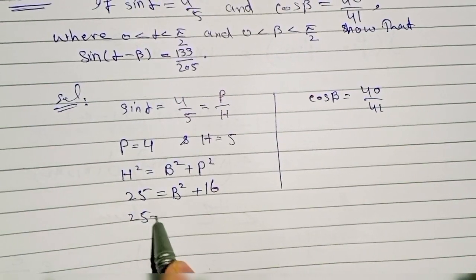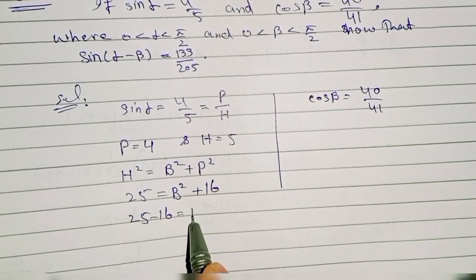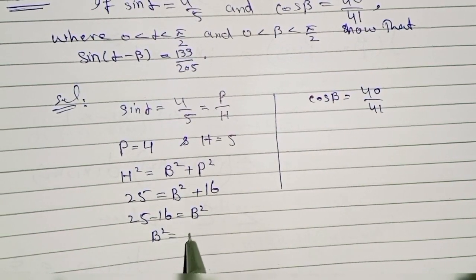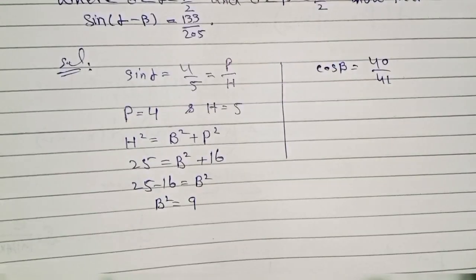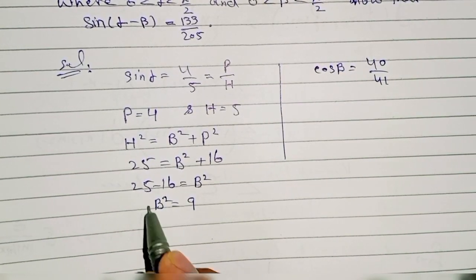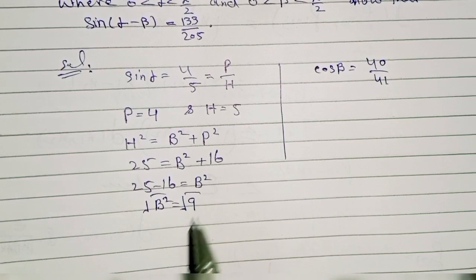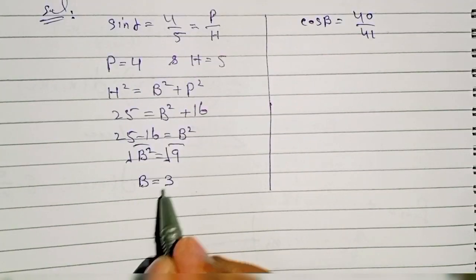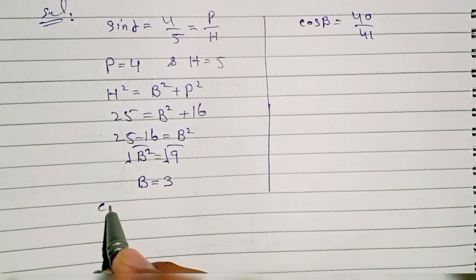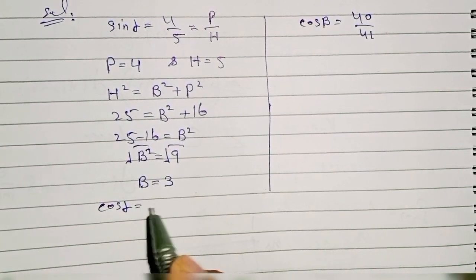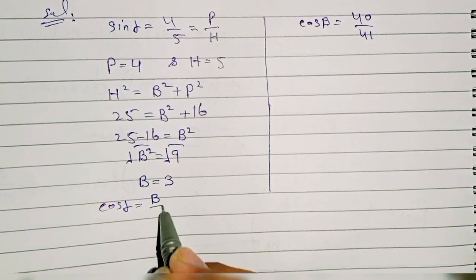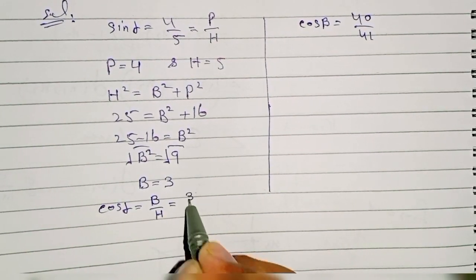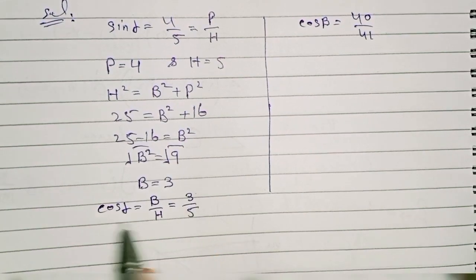25 minus 16 is equal to b square. So we have b square is equal to 9. Taking square root on both sides, we have b is equal to 3, and cos alpha becomes base over hypotenuse. So we have 3 over 5.